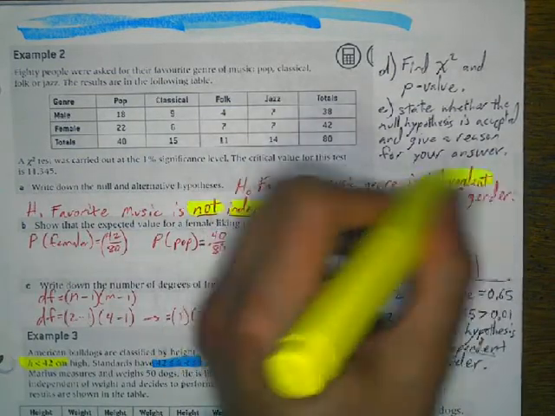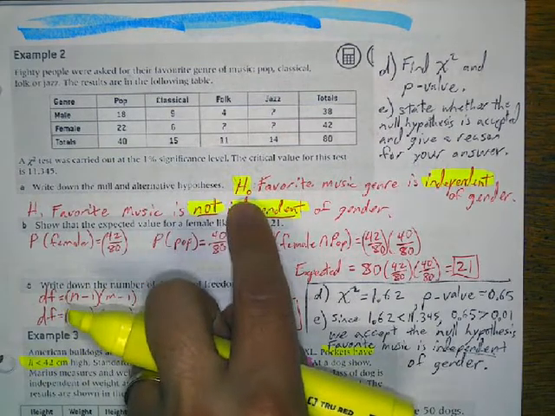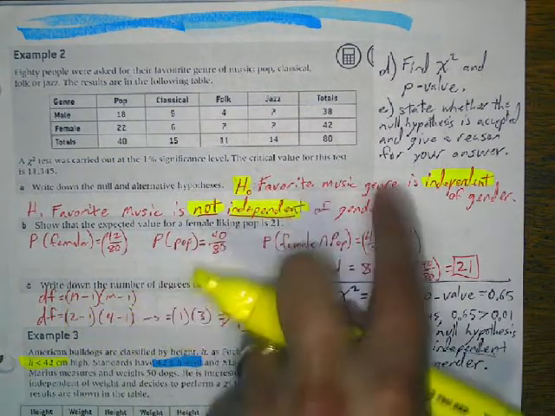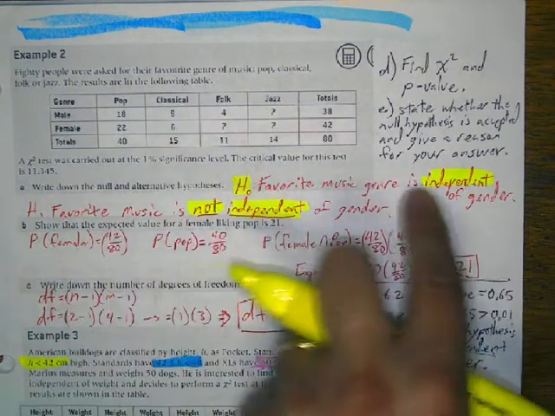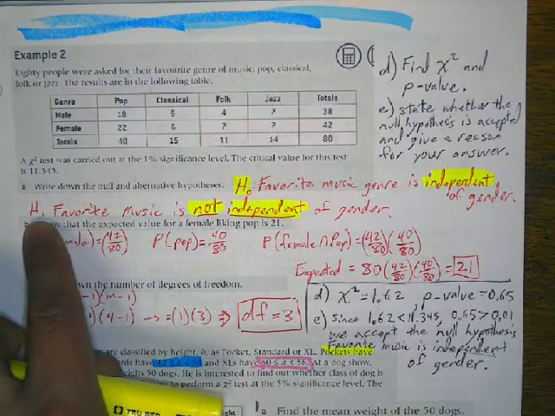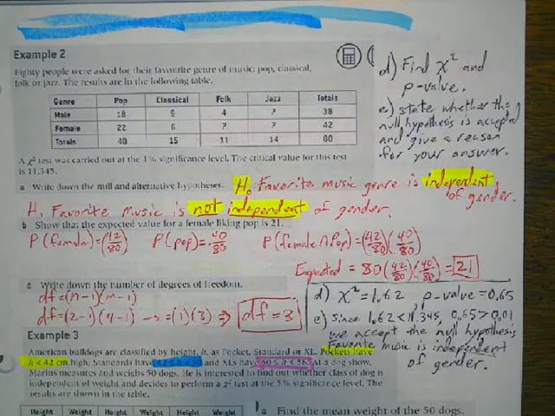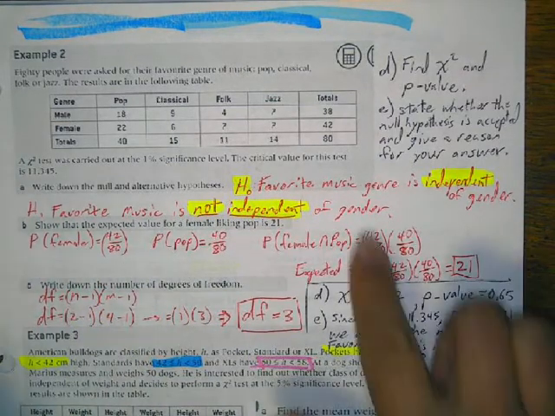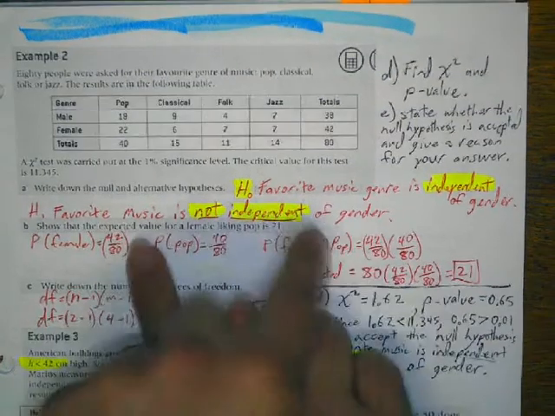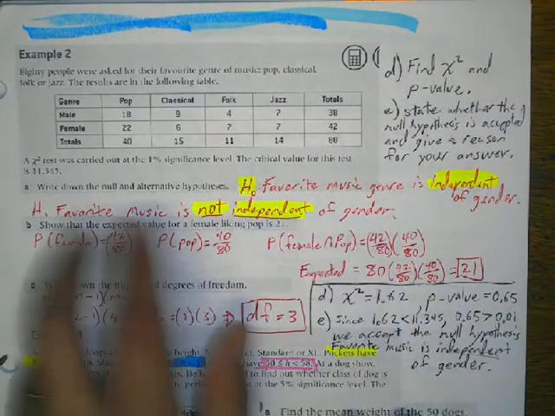So, as I mentioned before, the null hypothesis is always that one thing is independent of the other thing. And the alternative hypothesis is always that one thing is not independent of the other. If I had switched gender and favorite music, it would still mean the same thing. Gender is not independent of favorite music. It would still be the same.